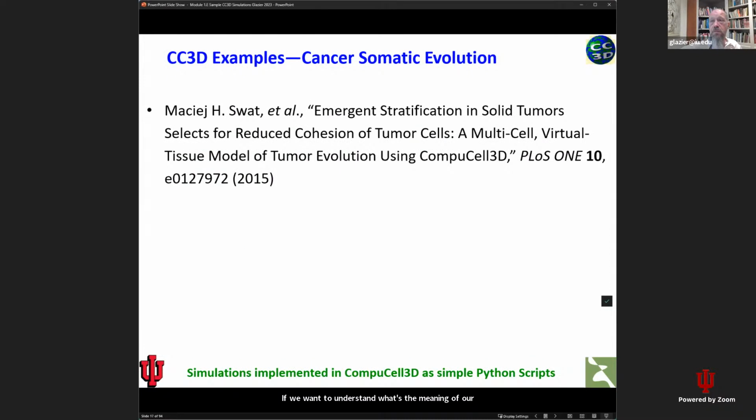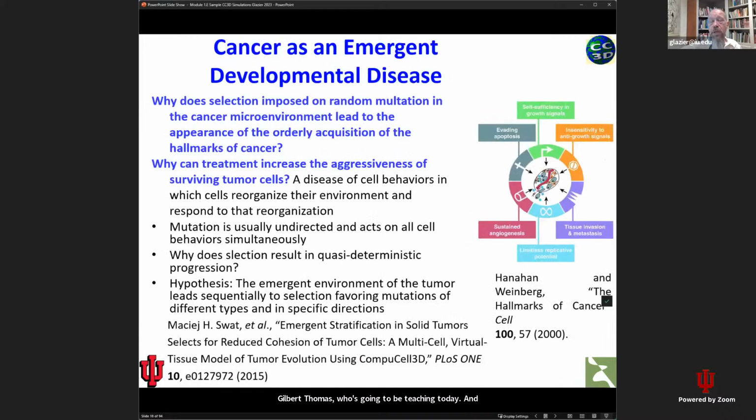Gilberto Tomas, who's going to be teaching today, and others asked a question about what is called somatic evolution in tumors. We know that to become a frank cancer, you need to have a variety of things happen in the tumor. And these things happen in a predictable way.